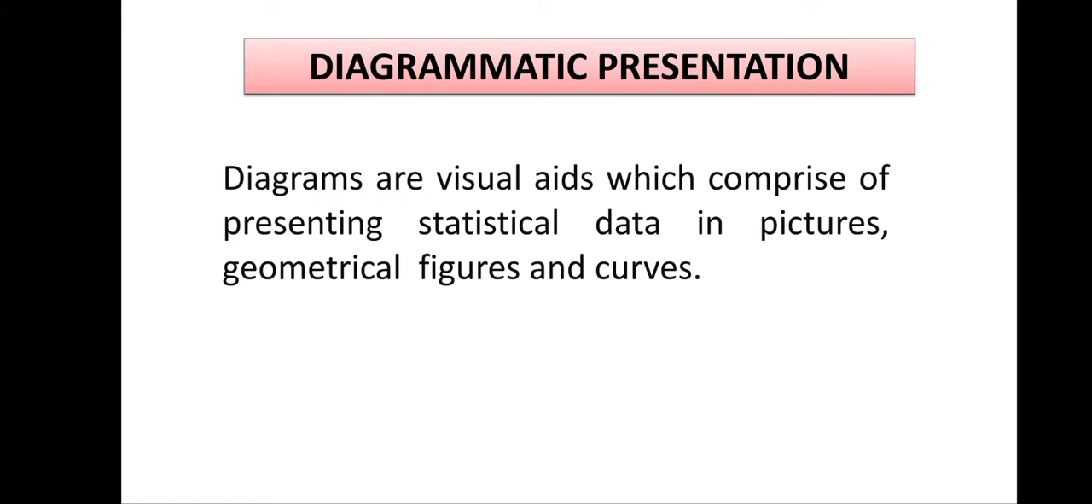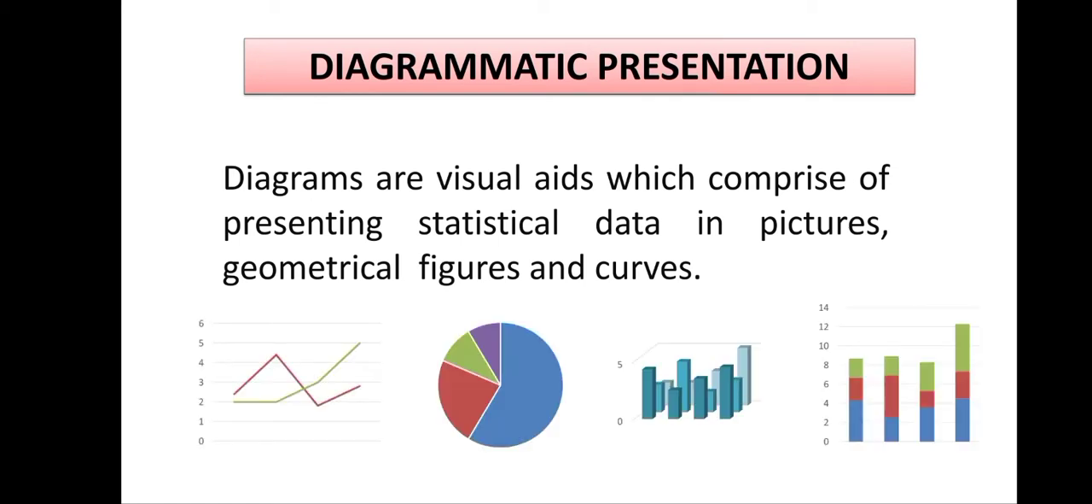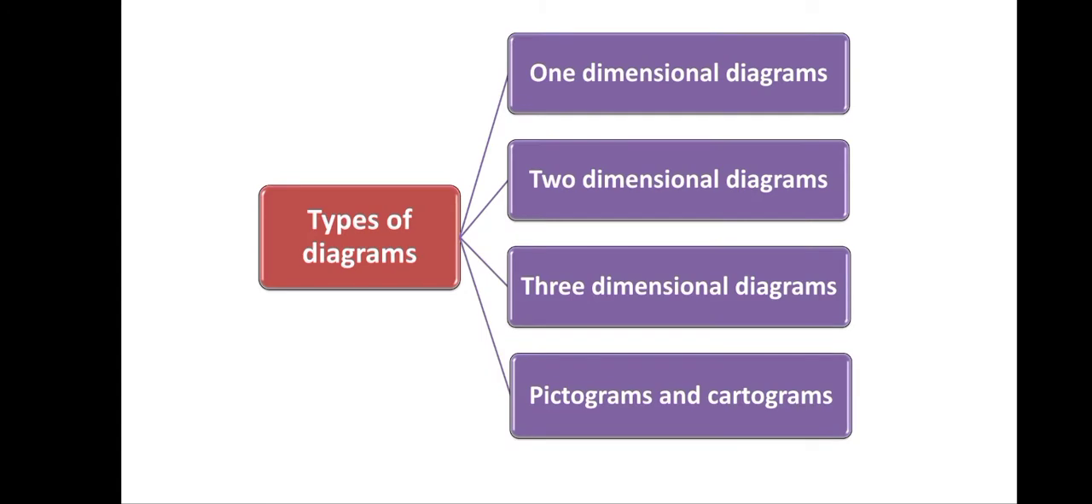If we are representing quantitative data in the form of pictures, then it is called diagrams. So why are we representing data in the form of diagrams? So that we can understand it easily and read it easily. These are some of the forms of diagrams you can see. Next we have types of diagrams.